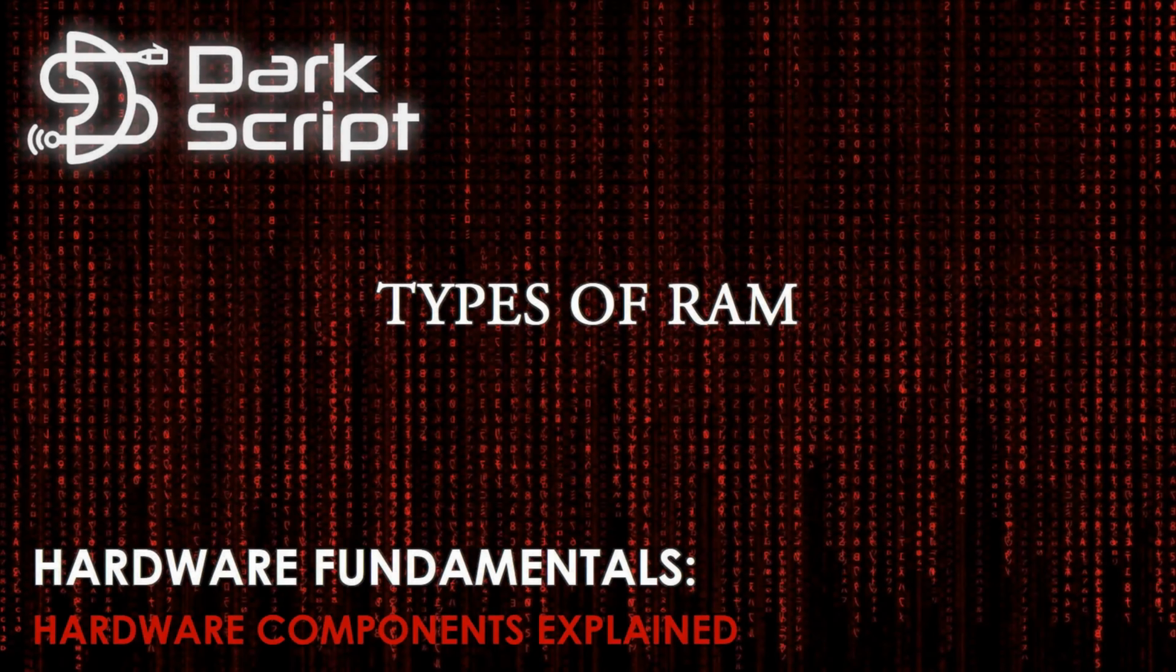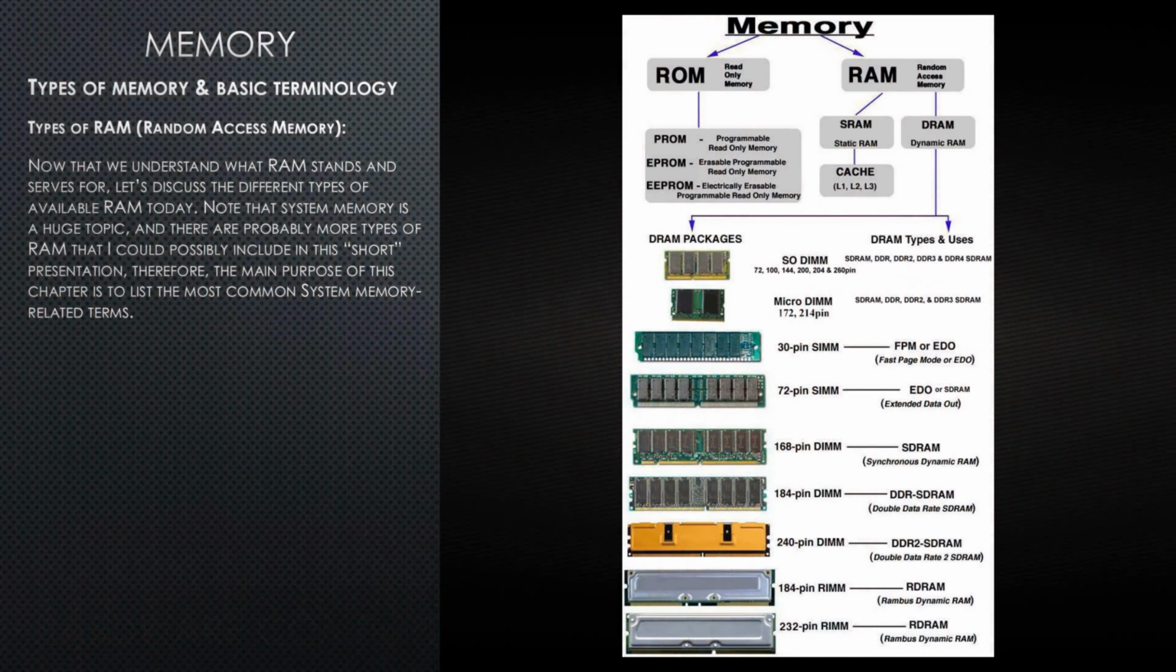It's time to review the different types of RAM in a computer system. Now that we understand what RAM stands and serves for, let's discuss the different types of available RAM nowadays. Note that system memory is a huge topic, and there are probably more types of RAM than I could possibly include in this short presentation. Therefore, the main purpose of this chapter is to list the most common types of memory-related terms.